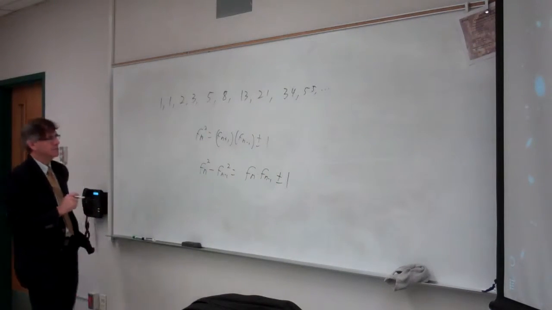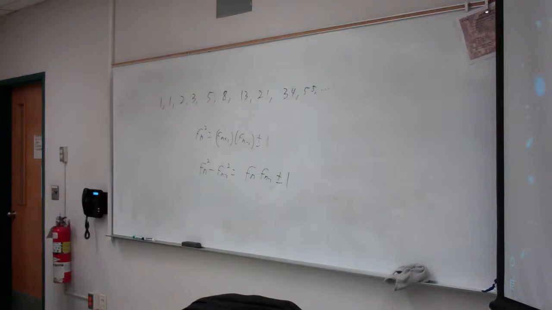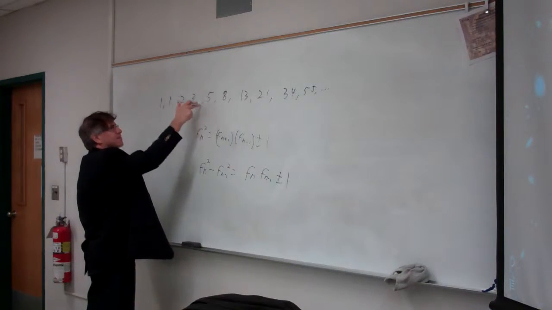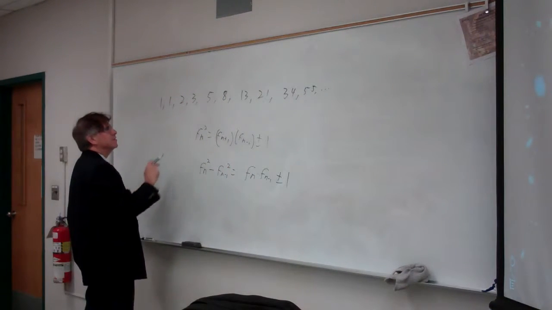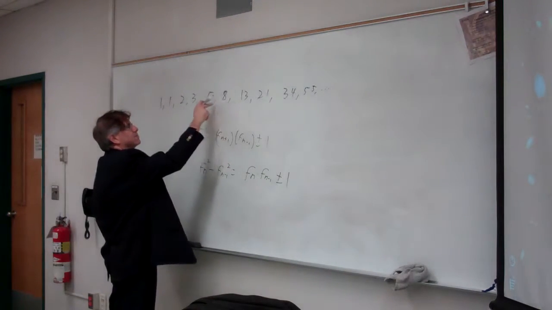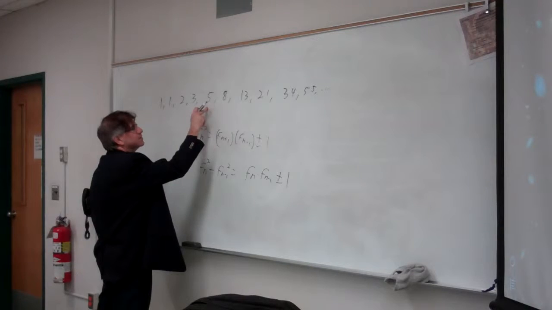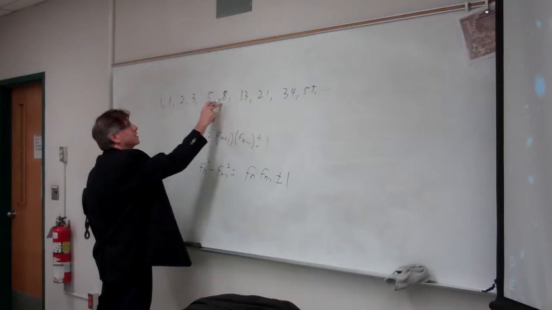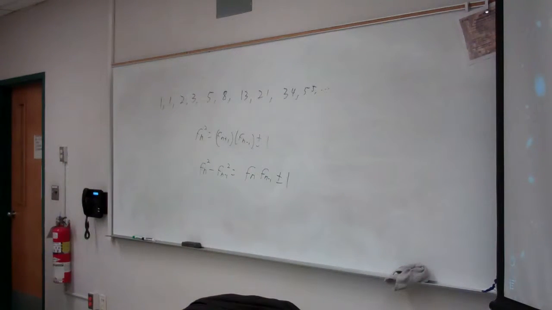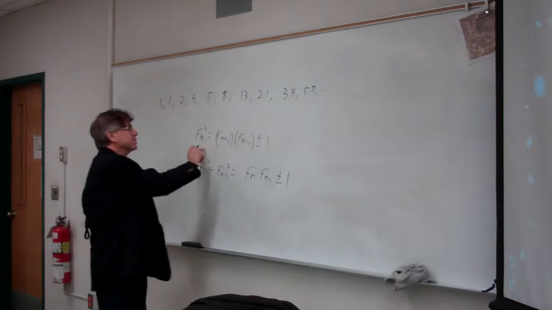this is true: the difference of the squares is within one of the product of two consecutive Fibonacci numbers. So 25 minus 9 is 16, 5 times 3 is 15. 9 minus 4 is 5, 3 times 2 is 6. 64 minus 25 is 39, 8 times 5 is 40. And that's provable, given this.